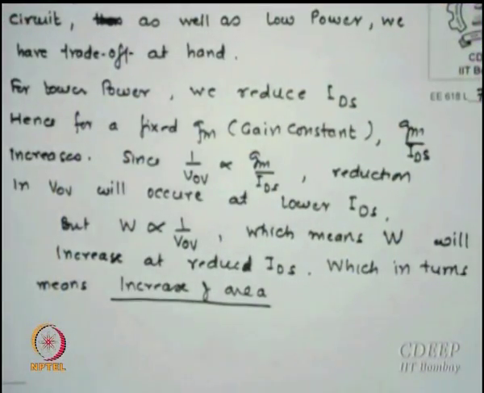This can actually be done by optimization. However, long channel models may then not suffice. That's our issue. Is that okay? So just now I said, if you design for a smaller area and smaller power, we have a trade-off situation. For lower power, we reduce IDS, hence for a fixed GM, that means gain constant, GM by IDS increases, because if IDS reduces, GM by IDS increases. Since VOV is proportional to 1 upon GM by IDS, VOV will reduce at lower IDS, but W is inversely proportional to VOV, so W increases. Whatever way you look, you always see W increasing.